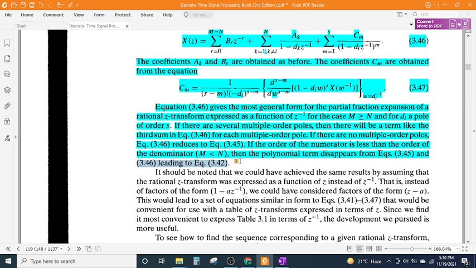It should be noted that we could have achieved the same results by assuming that the rational z-transform was expressed as a function of z instead of z^-1. That is, instead of factors of the form 1 - a z^-1, we could have considered factors of the form z - a. This would lead to a set of equations similar in form to Eqs. 3.41 to 3.47, that would be convenient for use with a table of z-transforms expressed in terms of z. Since we find it most convenient to express Table 3.1 in terms of z^-1, the development we pursued is more useful to see how to find the sequence corresponding to a given rational z-transform.